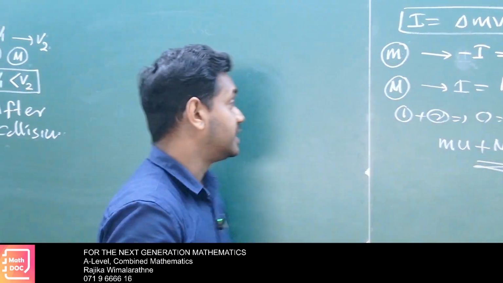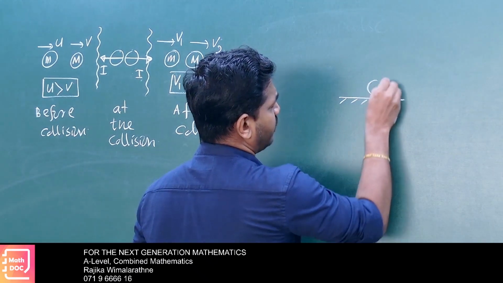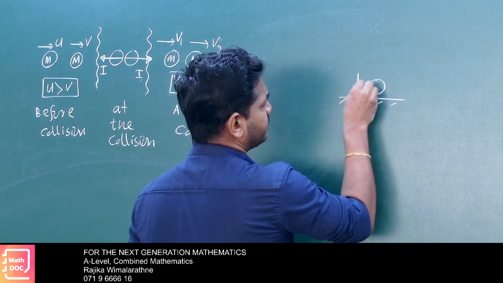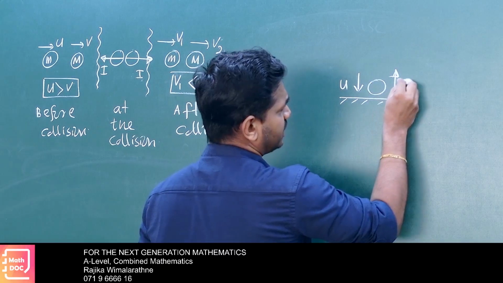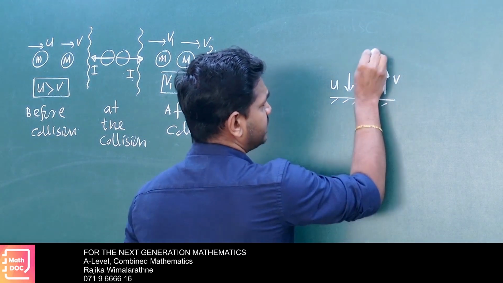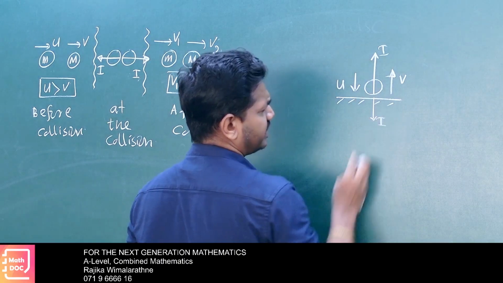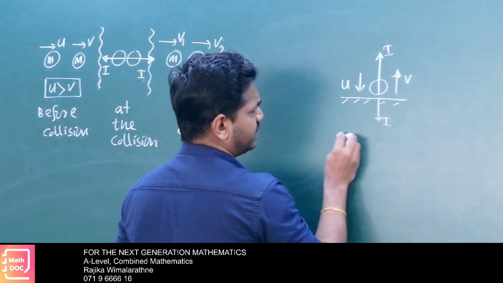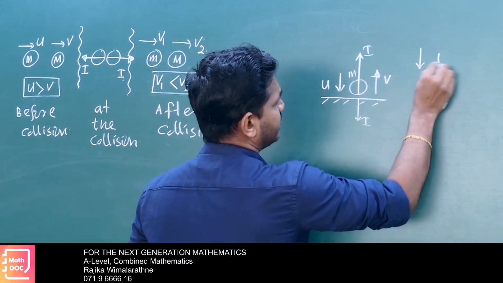Okay. Now consider a sphere colliding with a floor. The velocity is u, and after bouncing it goes in the opposite direction with velocity v. So there will be an instant impulse, say I. We mark it this way, I. Then use I equals delta mv, same as small m, downward.